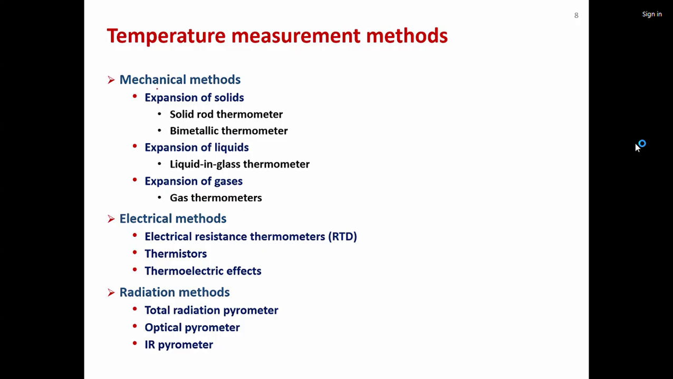In mechanical methods, we can just measure the change in the physical properties, so mechanical properties. So we can talk about expansion of solids, where we talk about solid rod thermometer and bimetallic thermometer. Okay. And both these are based on the principle that most solids will expand when they are at a higher temperature.